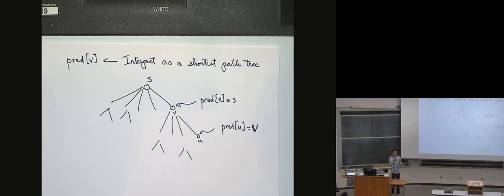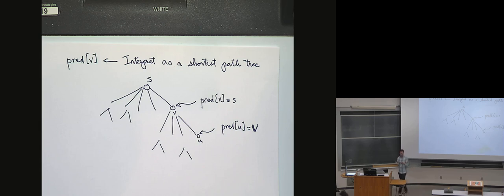Because you have one parent, you can keep following your parents up. You're never going to end up in a cycle. You always end up at the root. The root is S because S is the only node over here whose predecessor is null, except for nodes that are not visited. Why is this relevant for the programming, the coding up of BFS? If BFS just returns that array and you want to extract a path from it, you start from a node and you keep following the predecessor.